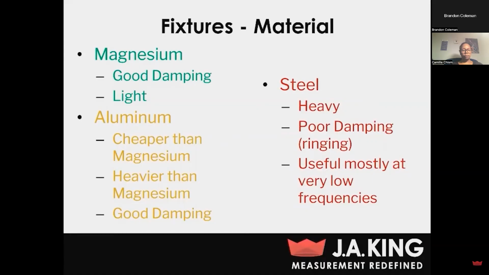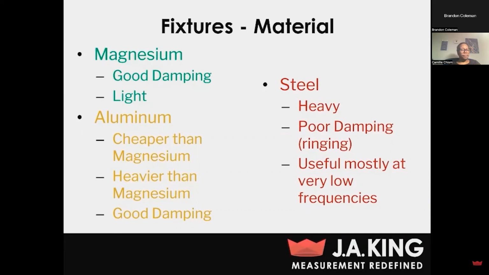So if you think of hitting a steel object with a golf club, you're going to have that feedback back through the club and into your hands. And steel actually performs very similarly during vibration testing. It's going to ring. So if you do have to use steel, you're going to want to make sure you use it only at very low frequencies and for vibration profiles that are not very aggressive.